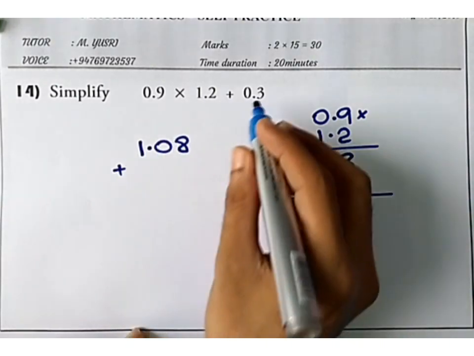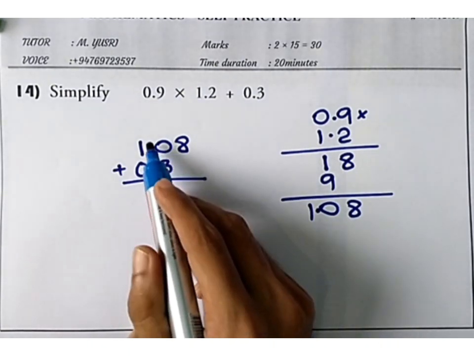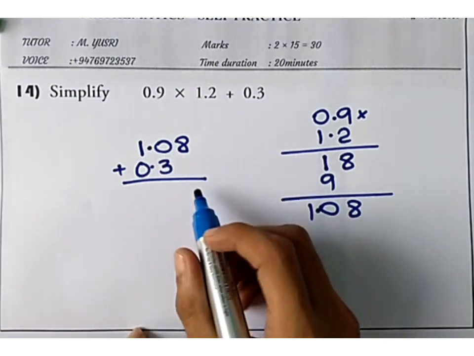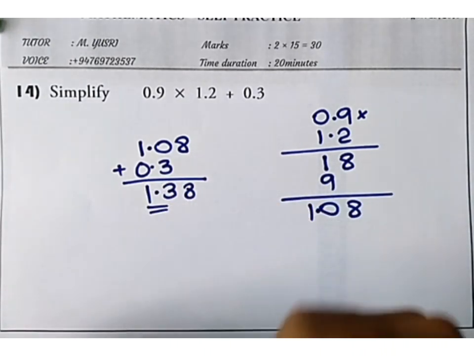1.08. Now we have to add 0.3 to that. In addition and subtraction, we just have to place them in order, right? So 8, just take that down, and 0 plus 3 is 3 and 1 plus 0 is 1, so 1.38 is the answer.